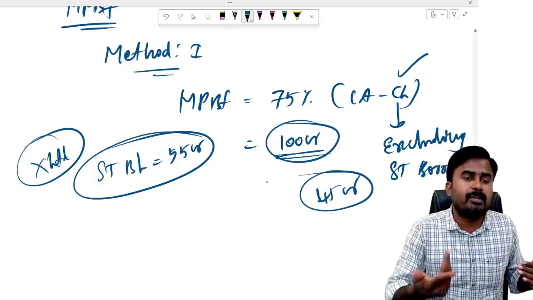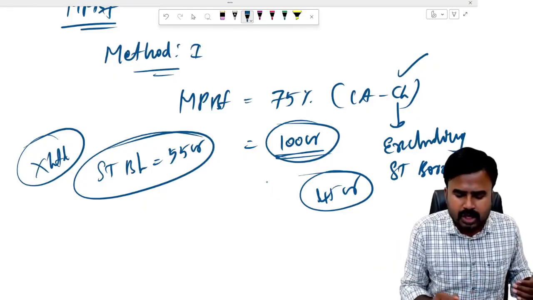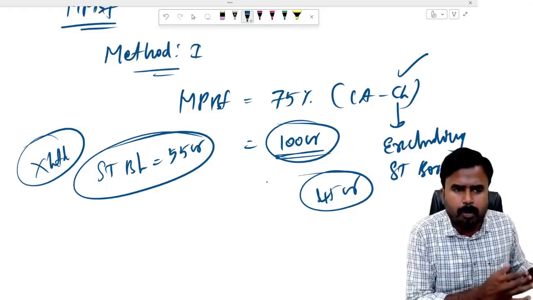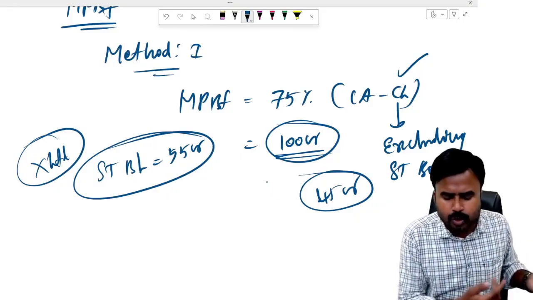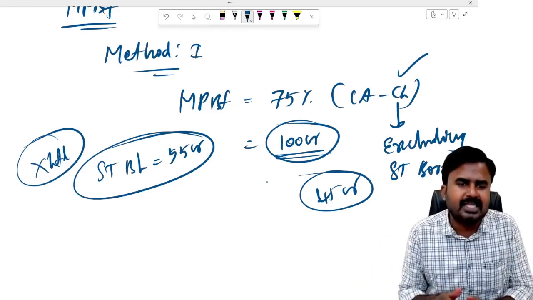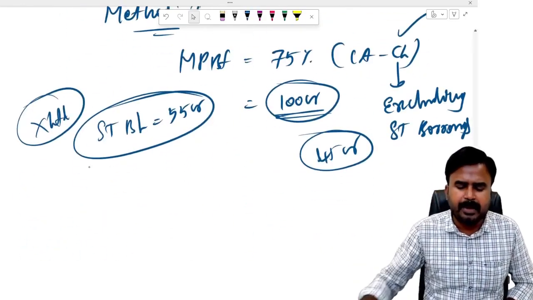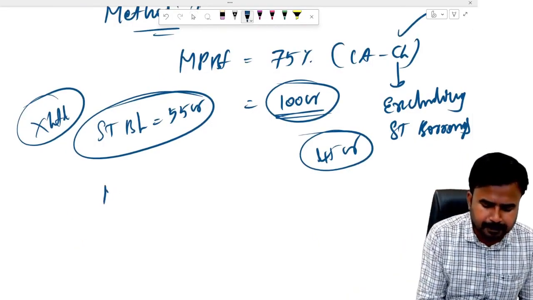The maximum permissible bank finance by any bank in India is 100 crores, whereas the borrower is already having one loan of 55 crores. Deduct that number from MPBF. The balance can be sanctioned in the form of a short-term loan. Okay, this is method 1: 75% of current assets minus current liabilities.